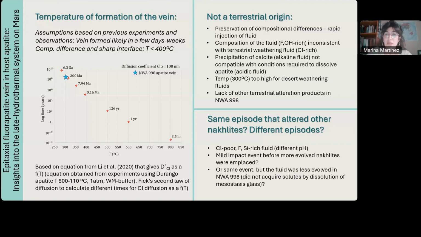Maybe because these nakhlites were emplaced at different times. Maybe it's a less evolved fluid that occurred in Northwest Africa 998 that then evolves and dissolves mesostasis glass and then affects other nakhlites. Or maybe this fluid was affected at a time where Northwest Africa 998 was emplaced and not yet the others. So there could be different possibilities: same fluid, just less evolved, or a different fluid that occurred before other nakhlites were emplaced.